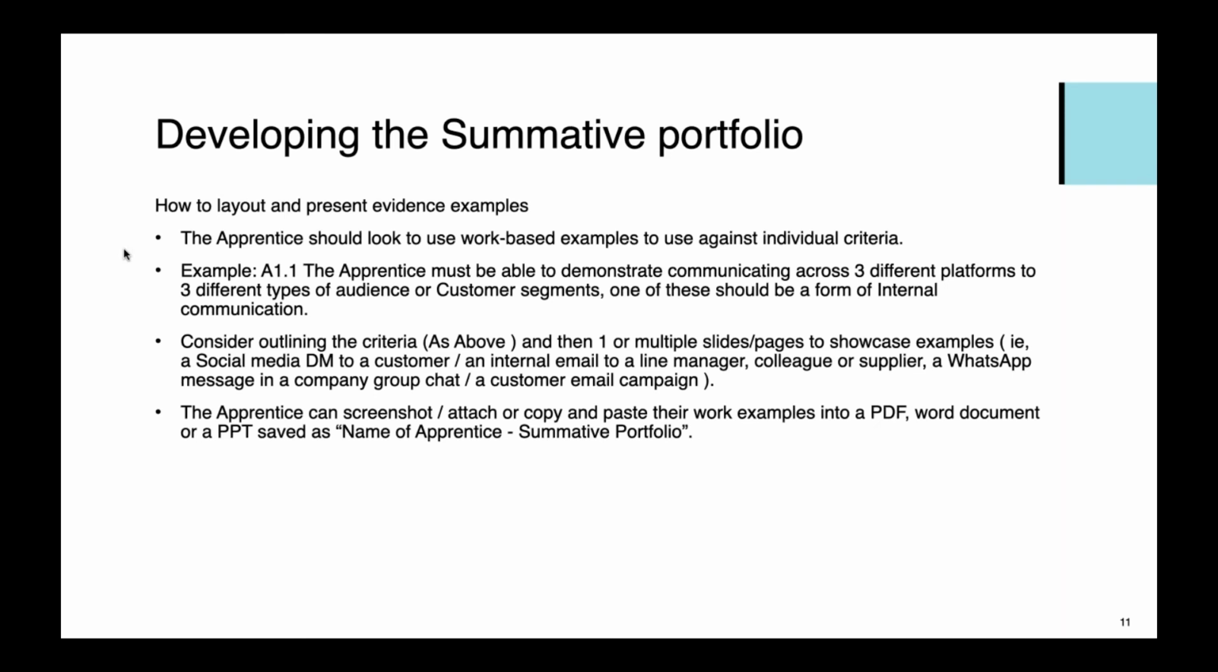And that might include something like a copy of a message that was sent direct through social media, an internal email to a line manager or a colleague, or even a screenshot of a message in a company group chat or a customer email campaign. The apprentice can screenshot or attach a copy and paste their work examples into a PDF, into a Word document, or even use a PowerPoint, whatever they're more comfortable in using. And then we'd just like them to save that with their name and then summative portfolio.